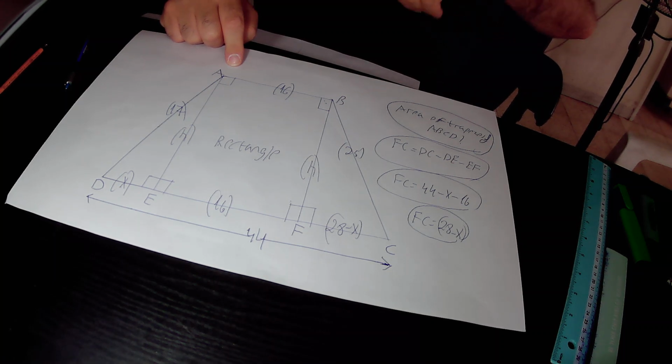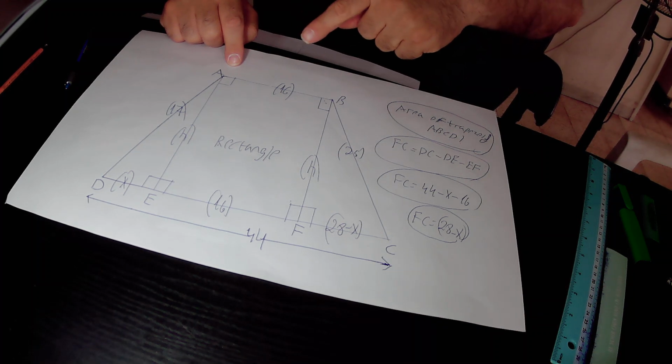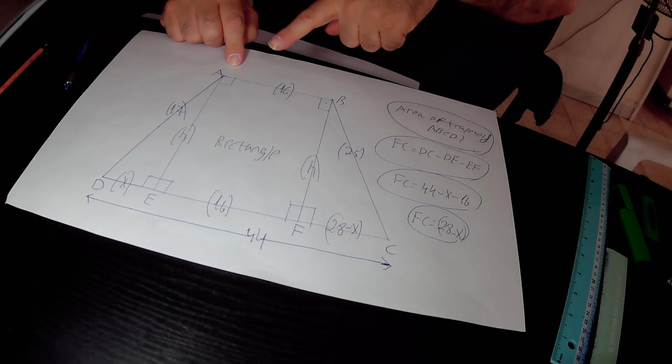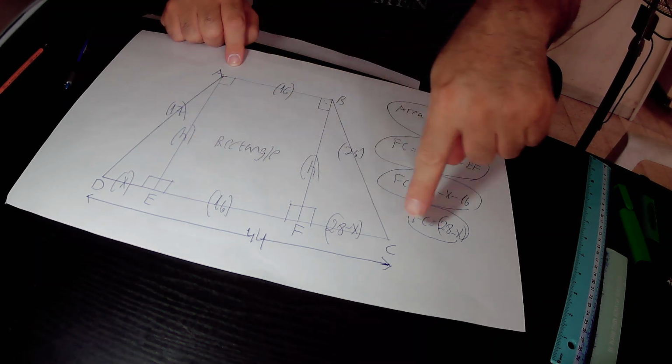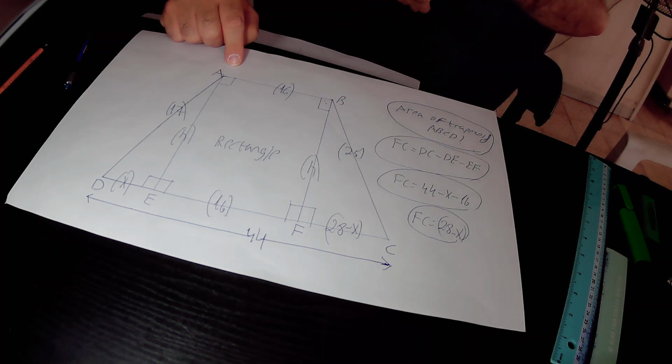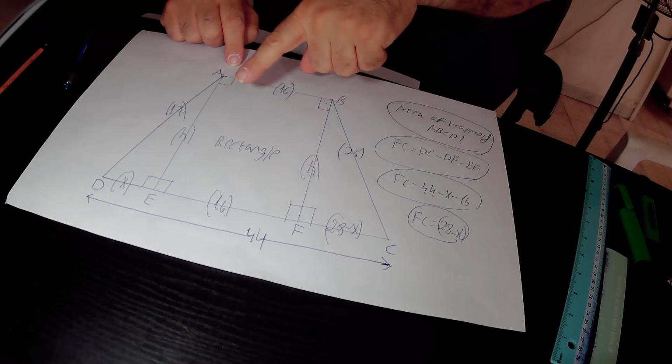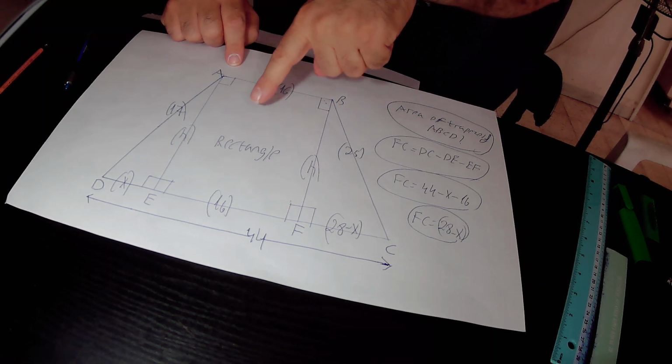AE is also the height of trapezoid ABCD. Why is AE the height of trapezoid ABCD? Because AE creates 90 degrees with the base DC. So AE is both the height of trapezoid ABCD, and AE is also one side of the right triangle AED.